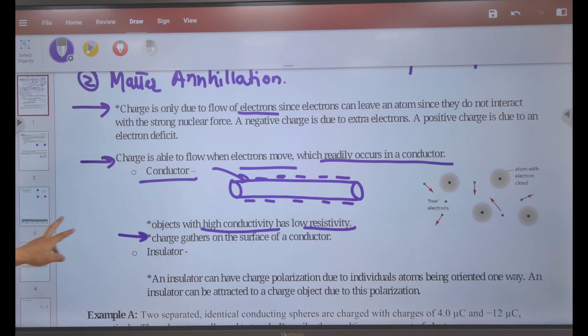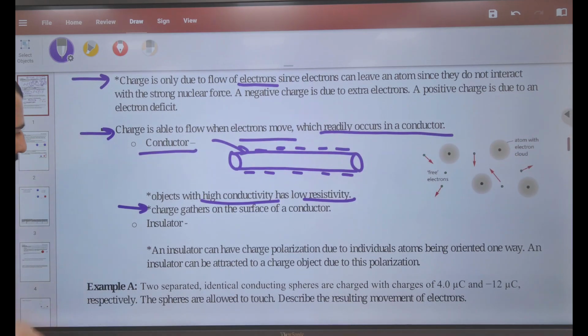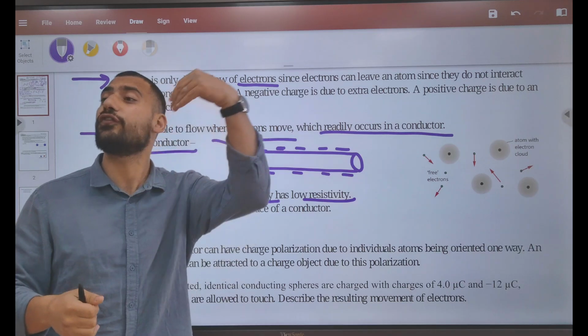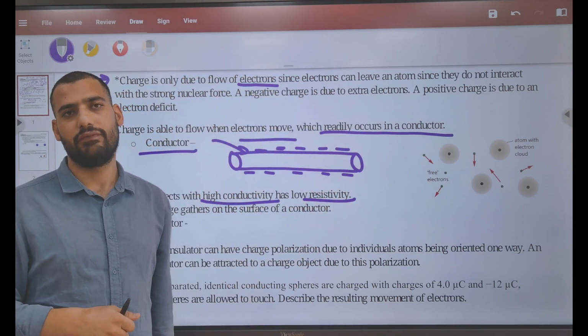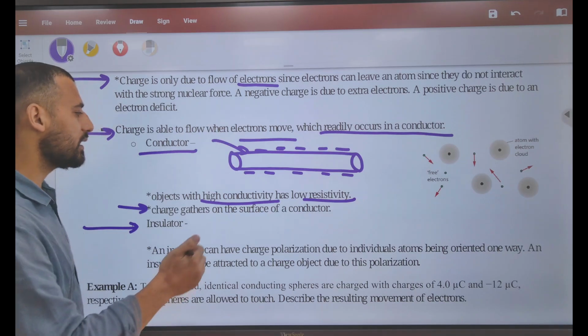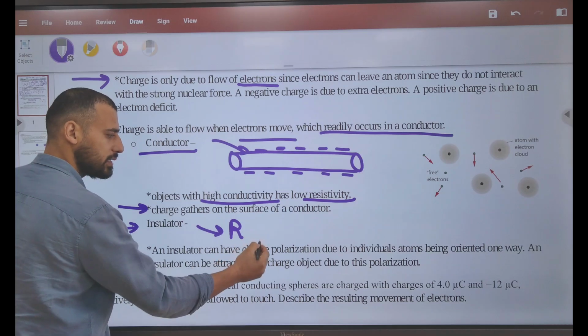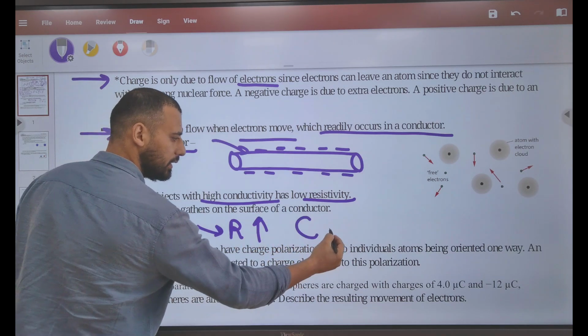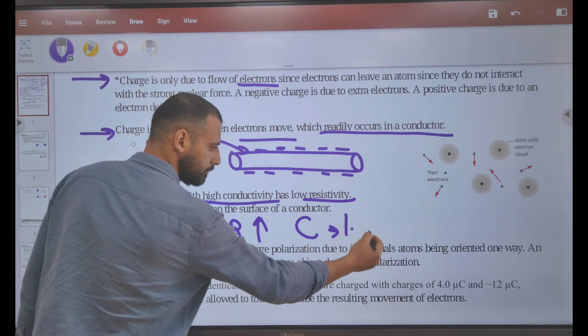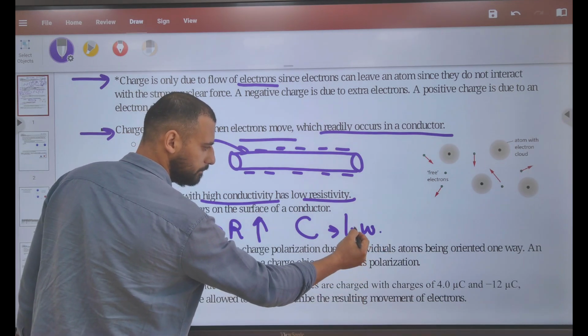Okay. Then we talk about an insulator. As I told you, insulators do not conduct. Their electrons are not free to move. Therefore, we ignore their conductivity. Their resistivity is high, and their conductivity is low. Fine.